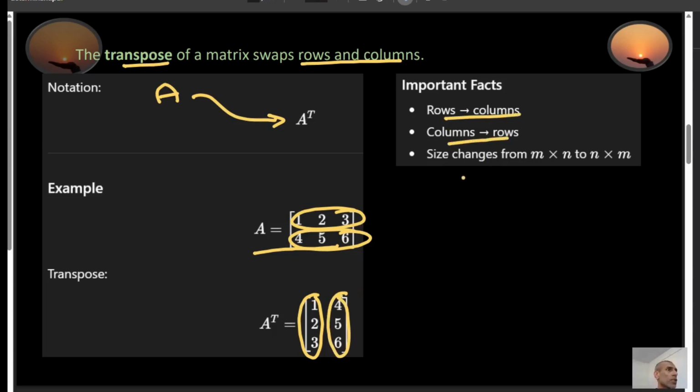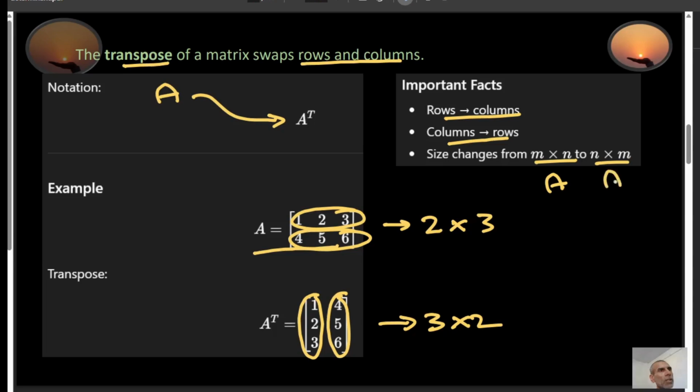Now your size also changes, by the way. Here my size was 2 rows and 3 columns. Here my size has now become 3 rows and 2 columns. So your size changes from m by n to n by m. If this is the size of your A, this is the size of your A transpose.